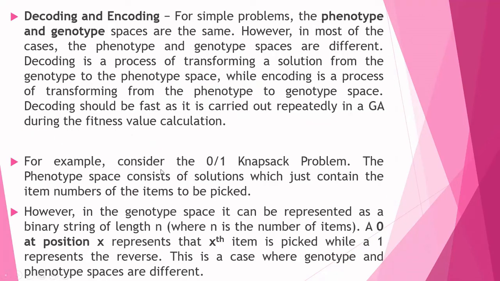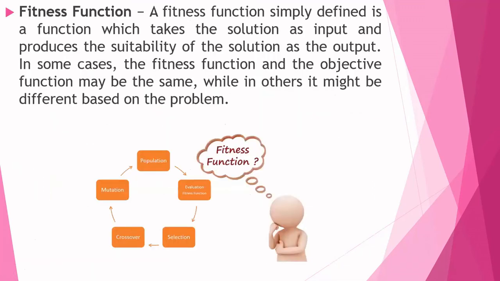The knapsack problem is one example, where the phenotype space takes a solution which just contains the item numbers of the items to be picked. However, the genotype space can be represented as a binary string of length n, where n is the number of items. A 0 at position x represents that item x is picked, while 1 represents the reverse. So in mutation, we are going to use this type of calculation. The positions to be changed, 1, 0, 0, 1. So there the genotype is required, and this is where decoding and encoding come into the picture.